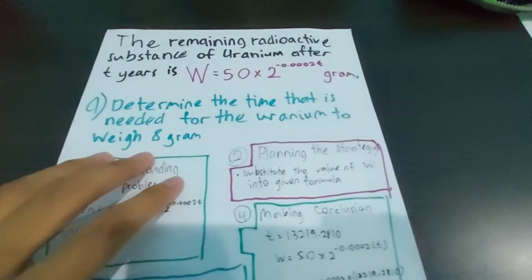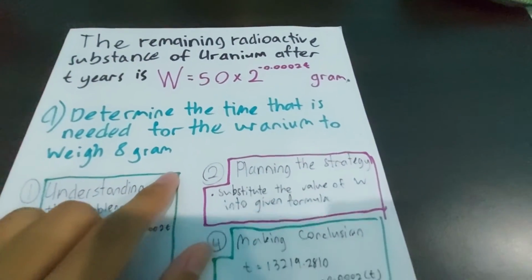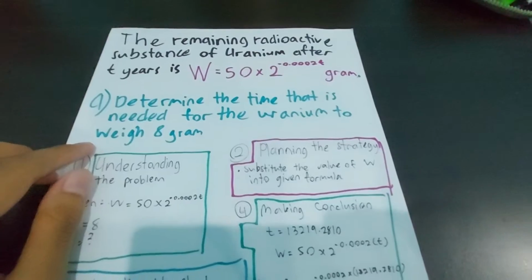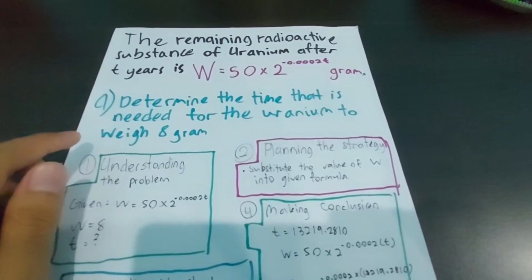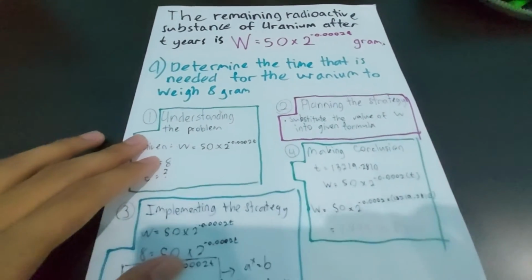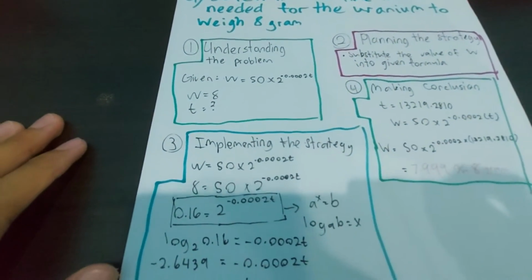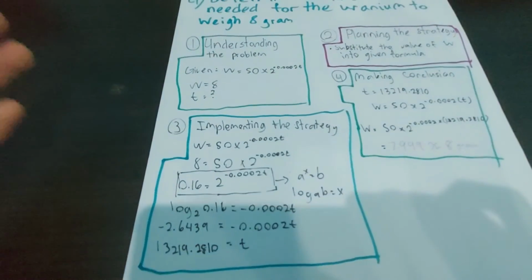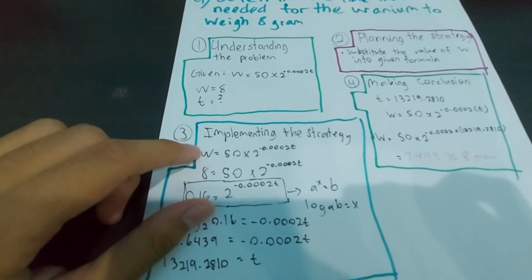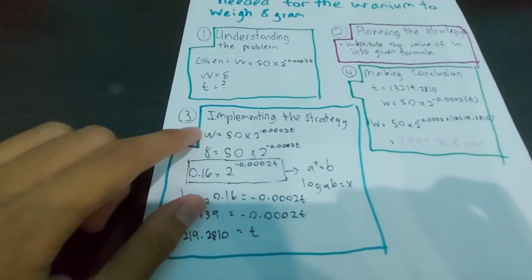Moving on to step 2, which is planning the strategy. This is just a simple question: just substitute the value of W into the given formula, as simple as that. Then moving on to step 3, which is implementing the strategy. Likewise, I said W here, so just substitute in this W.